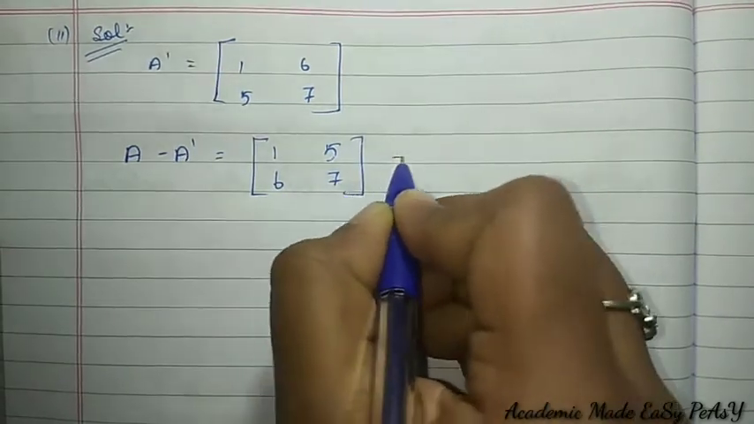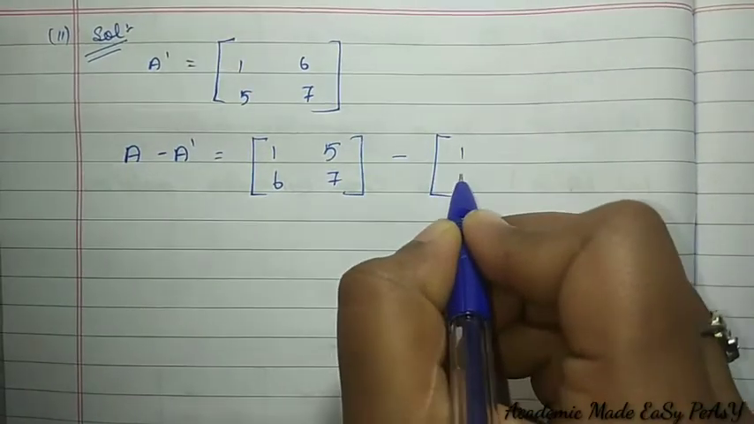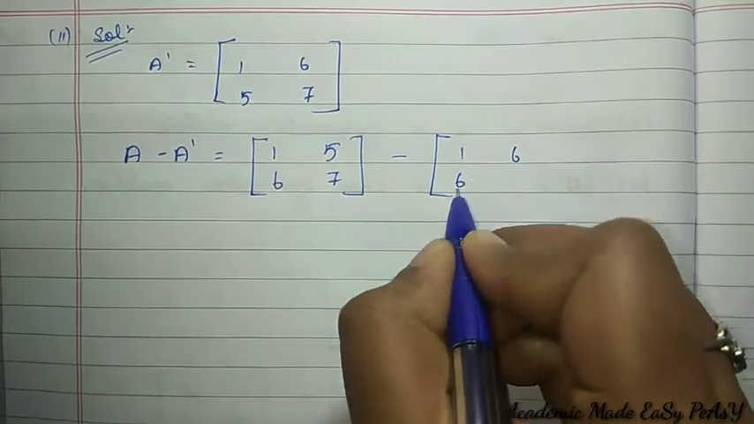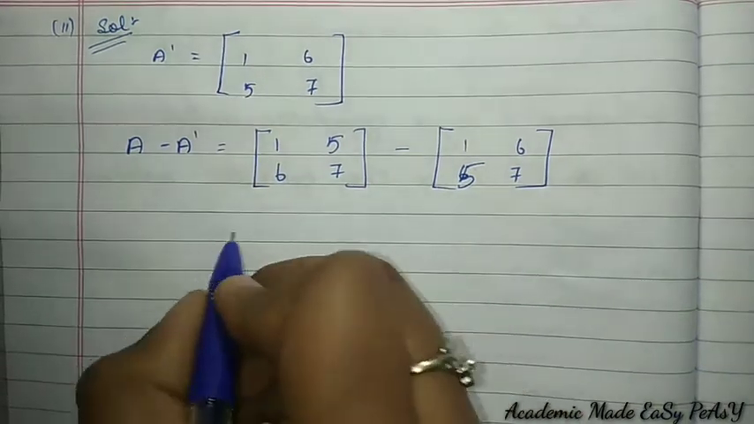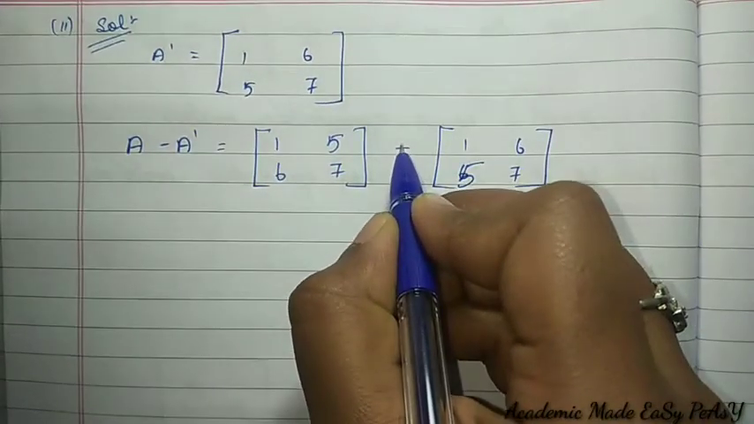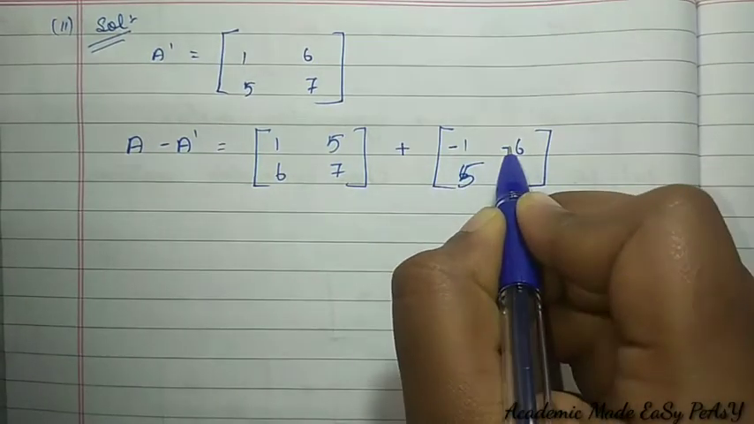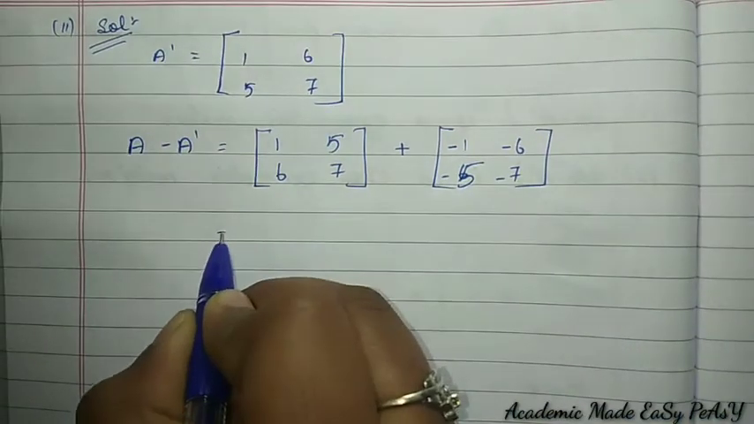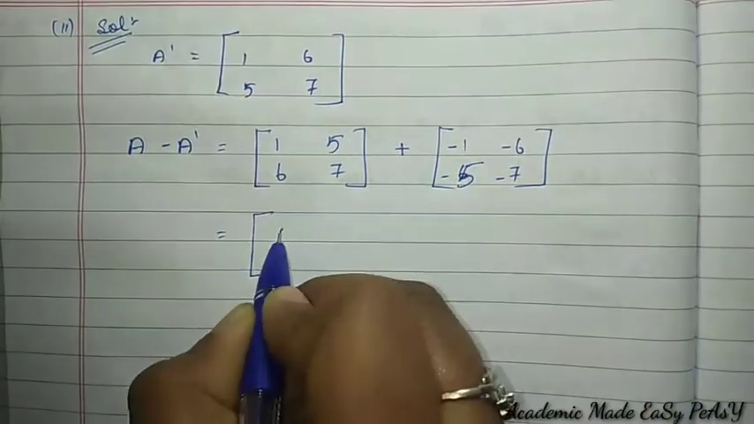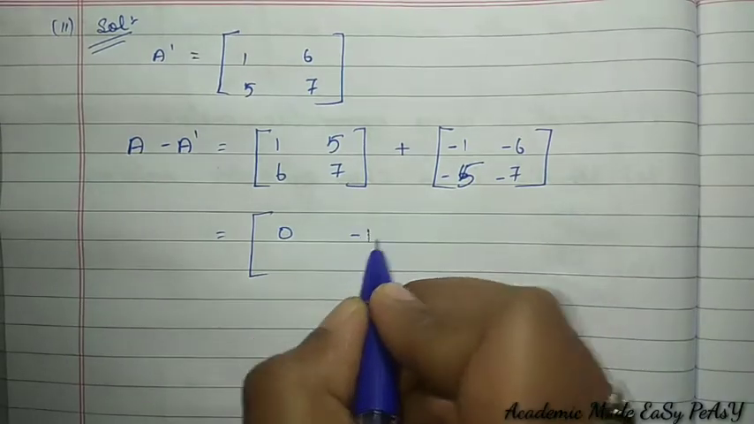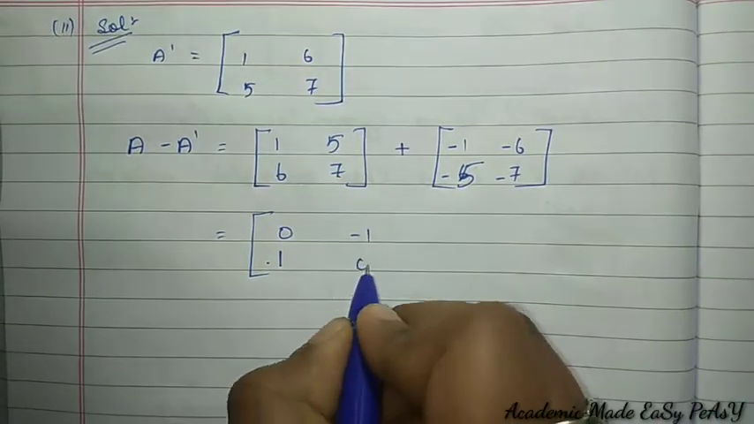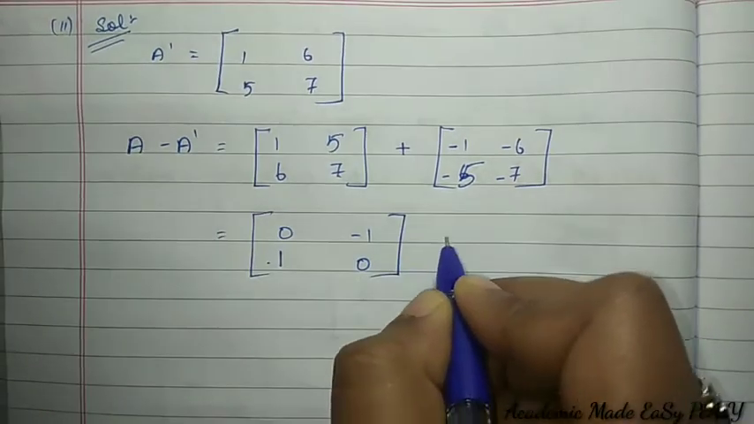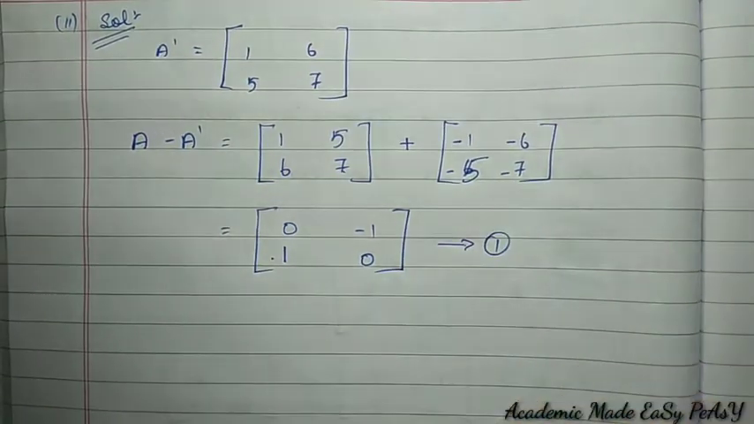1567 minus 1657. So this is our A transpose now. So now I will be changing my sign: plus, minus, minus, minus, minus. 1 minus 1, 0; 5 minus 6, minus 1; 6 minus 1, 1; 0. So this will be equation 1.